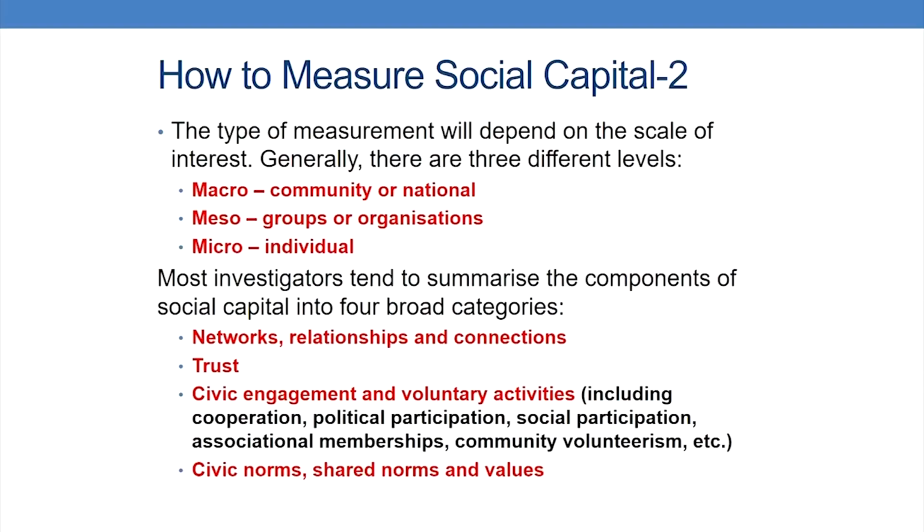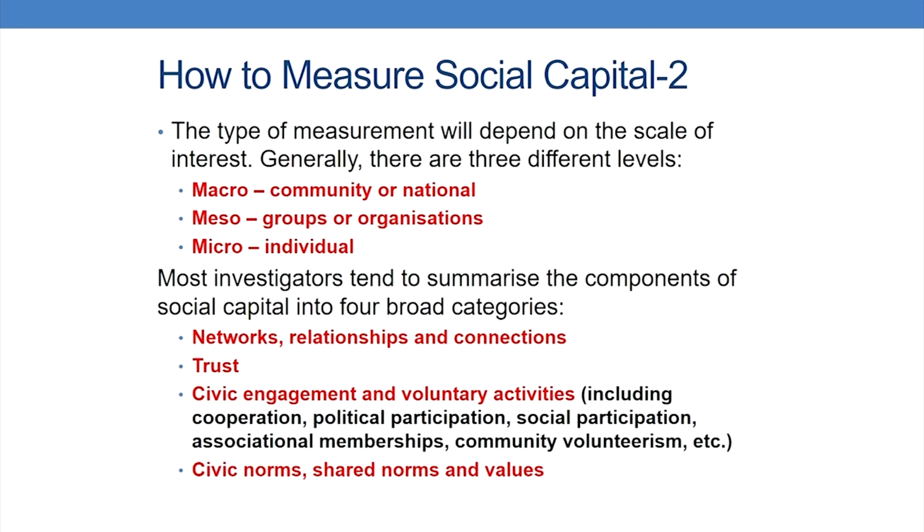So, now the type of measurement will depend on the scale of interest, and generally there are three different levels. At the macro level, it is the community or the national, meso groups or organizations, and at the micro level, individual. Most investigators tend to summarize the components of social capital into four broad categories. One is networks, relationships and connections, second is trust, third is civic engagement and voluntary activities including cooperation, political participation, social participation, associational memberships, community volunteerism, etc.